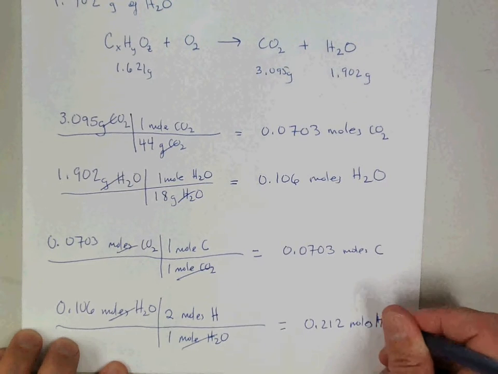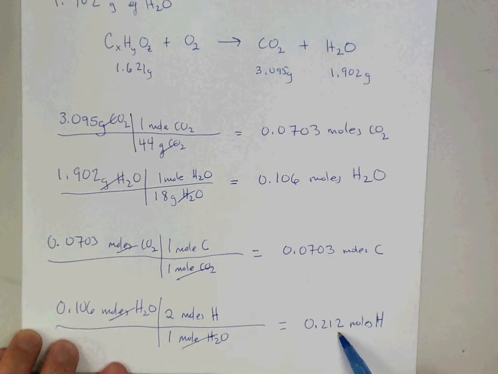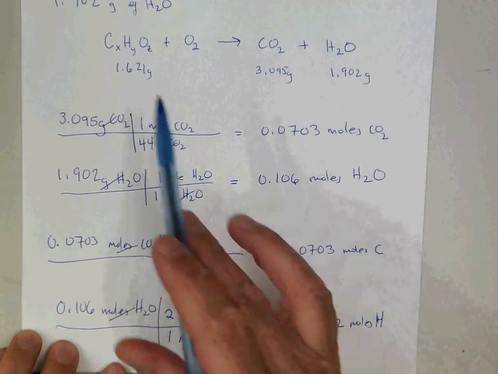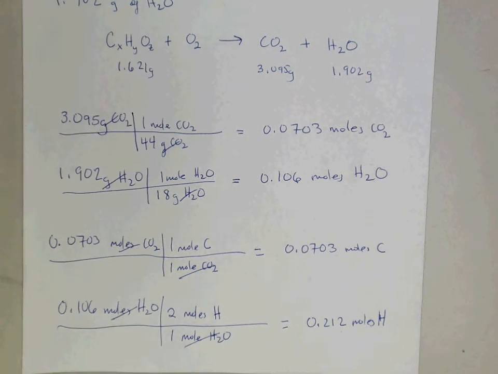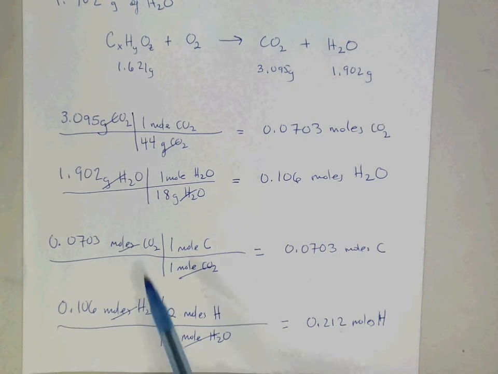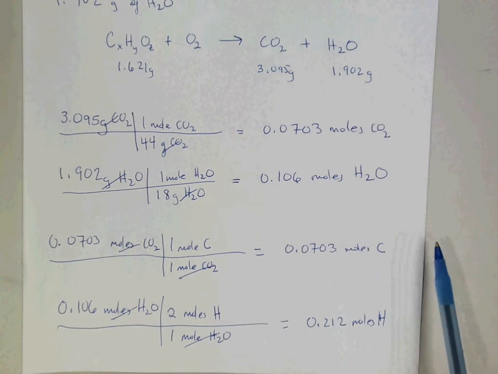So now I know how many moles of carbon I started with and how many moles of hydrogen. So the last thing I have to find is how many moles of oxygen I started with. Okay? So how do you think we might go about doing that? Well, the best way to do it is through understanding that we know how many moles of carbon and hydrogen. What if we went back to grams?